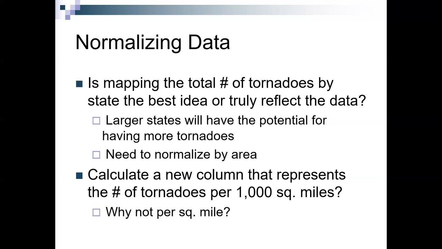This calculator's going. 35 divided by 850 equals 0.0411. Okay. 0.0411. What's that mean? What's that mean?